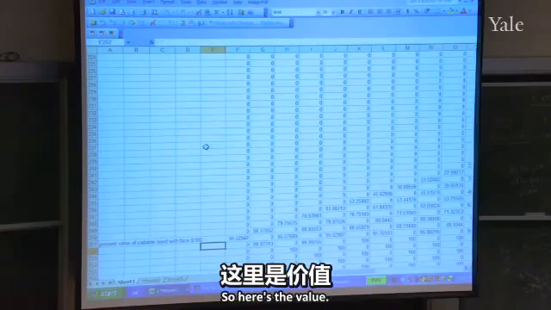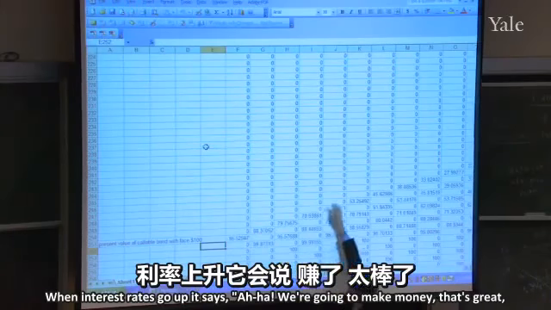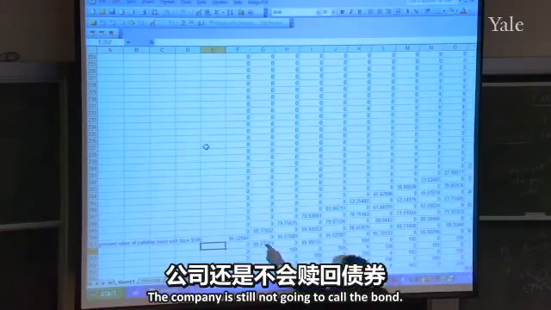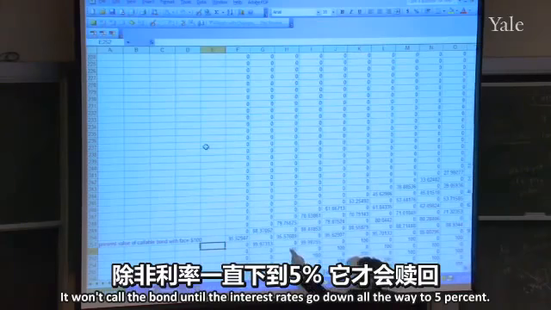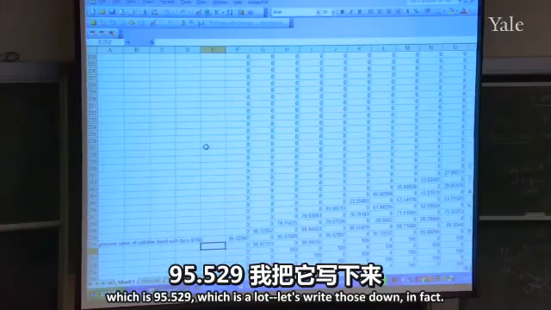So here's the value when the company behaves optimally. It won't call the first time. When interest rates go up, it says, aha, we're going to make money, that's great. But when interest rates go down, we just saw that now the interest rate's 6% and it's still paying 9%. The company's still not going to call the bond. It won't call the bond until the interest rates go down all the way to 5%. Okay? So anyway, by backward induction, you get the value of the callable bond is 95.529, which is a lot.